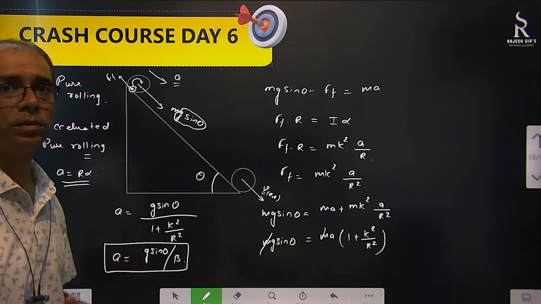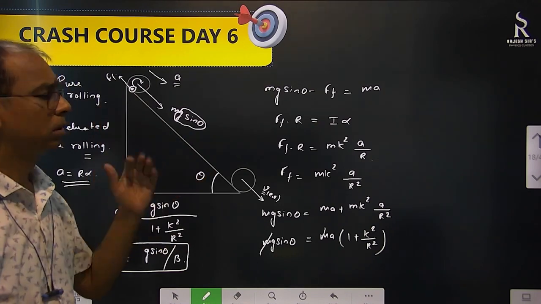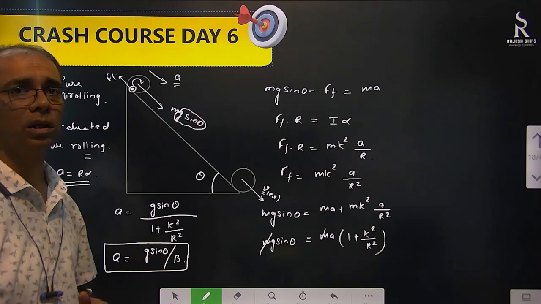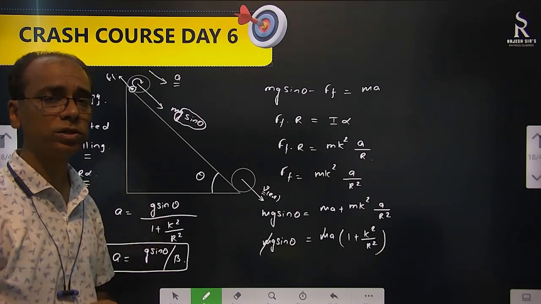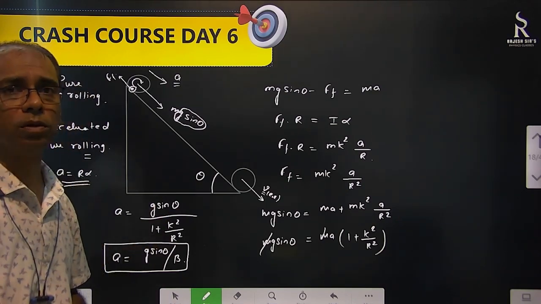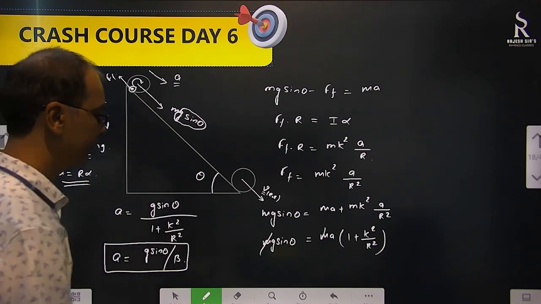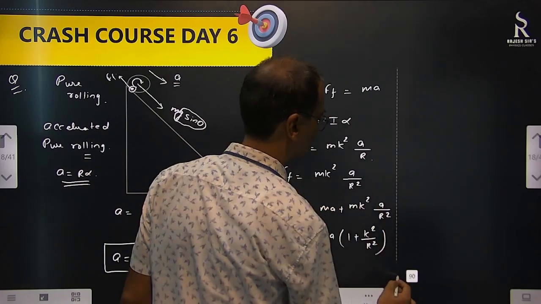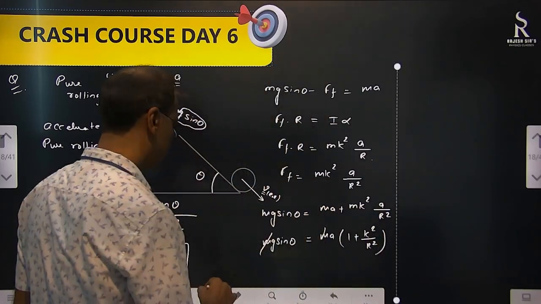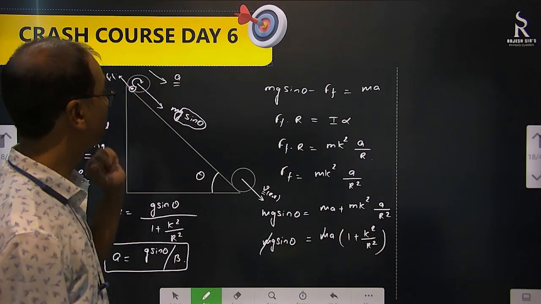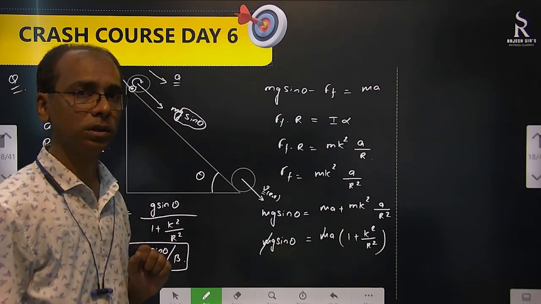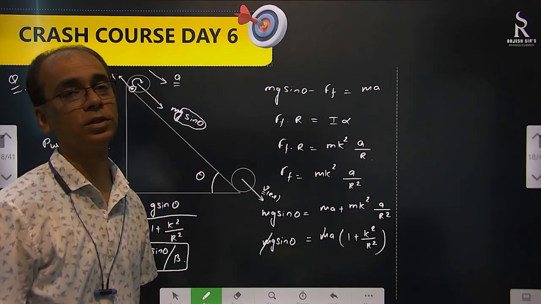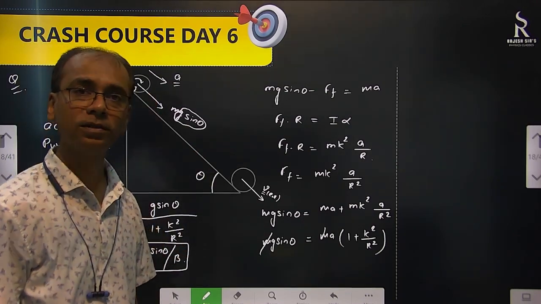Why not? We can conserve energy, or we can use equations of kinematics also to find the velocity of translation, and from the velocity of translation we can find the velocity of rolling also. Whichever way we want, we can do. So conservation of energy, shall we do it? But friction is acting. Can we still conserve energy? Yes, because work done by friction is zero. This point is not sliding, so the work done by friction is zero.